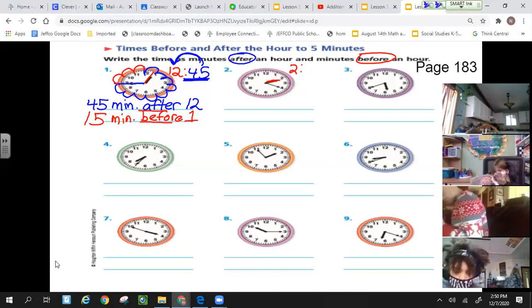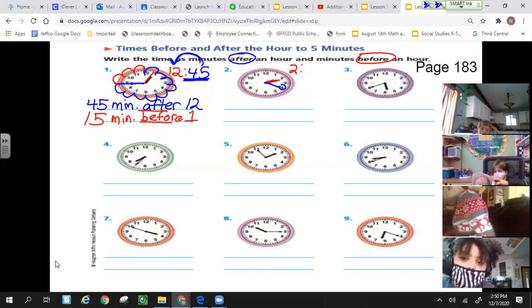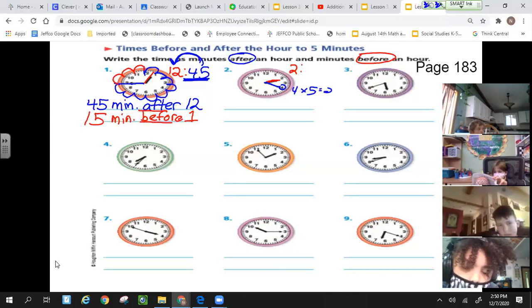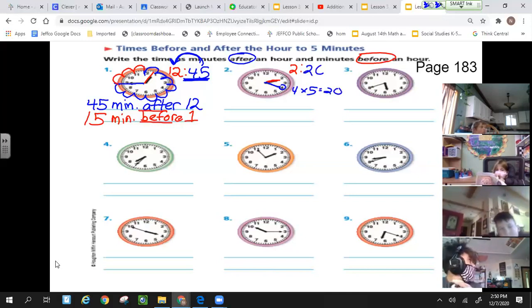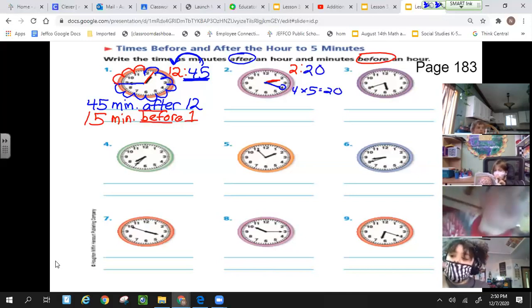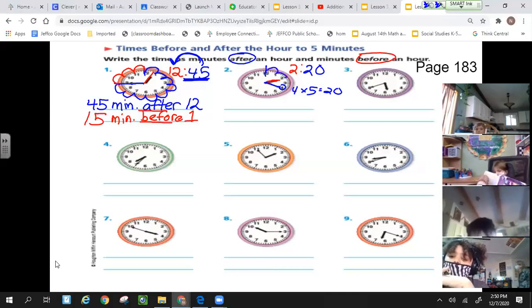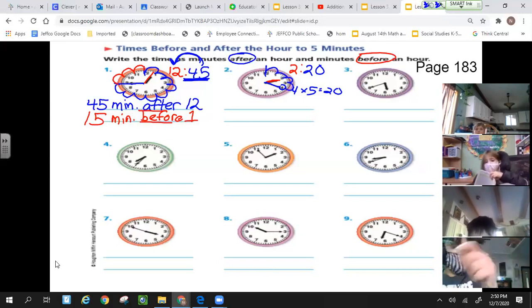Now I have to look at the long hand, the minute hand. It is pointing to the 4. I know it's not 2, 4. That represents how many minutes past the hour it is. Since it's on the 4, and I know that represents 4 groups of 5, I could say 4 times 5 equals 20. I could say it's 2:20, but I better check my work. If I come up to the 12 and count by 5s, 5, 10, 15, 20. Yes, it is 20 minutes after 2.